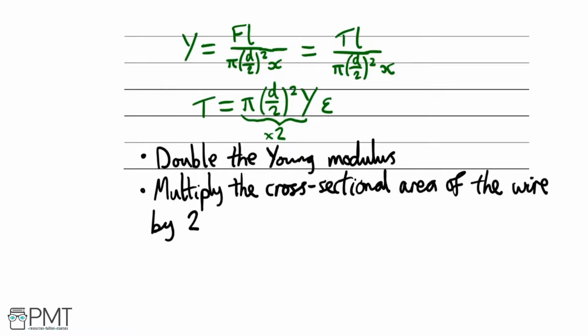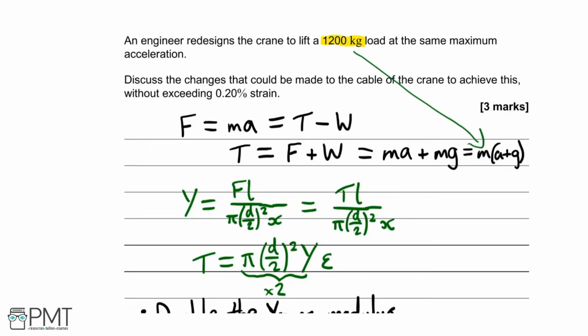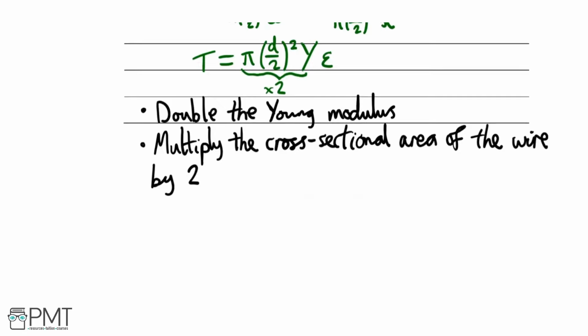So those are the only two changes that we can make because those are the only two variables that appear in that expression that we're multiplying by 2. So in terms of where we would obtain the marks, you get your first mark from correctly writing down this resultant force equation and then identifying the fact that doubling the mass requires double the force. You would get another mark for saying to double the Young modulus, and then your third mark for suggesting doubling the cross-sectional area or doubling the diameter. So 3 marks there.